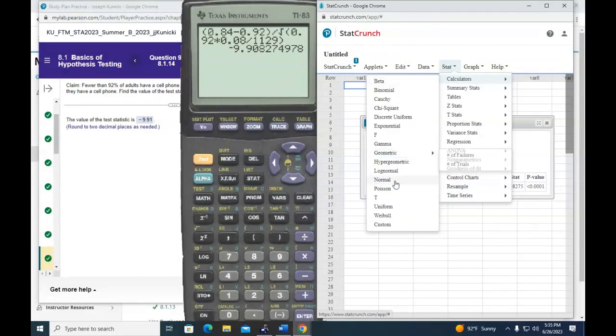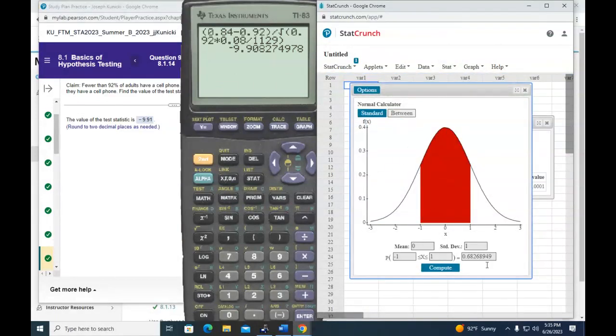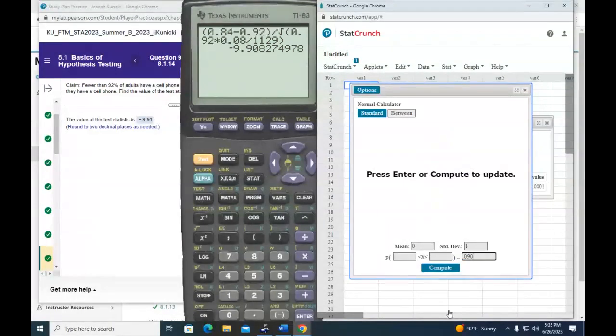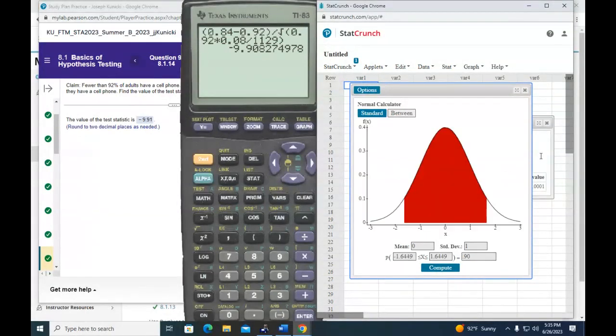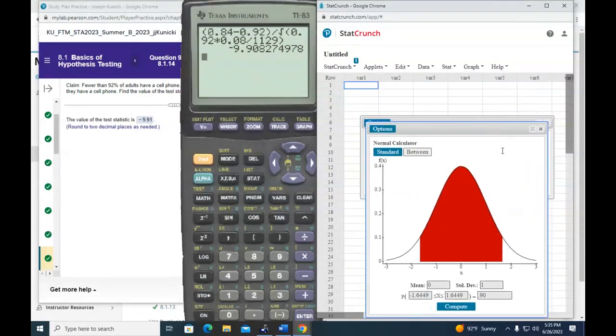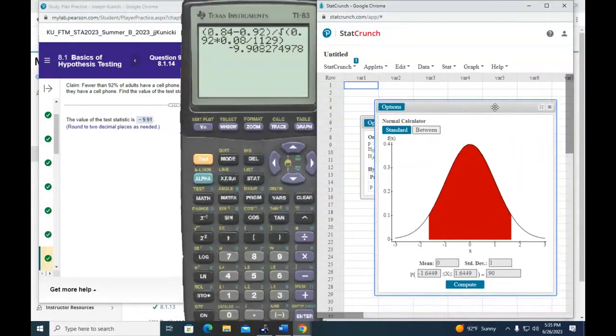So the way to remember that is you go to normal. I'll use between and we'll put 90%. The reason it's 90 is because it's got to be symmetrical, like all confidence intervals. See, there's your plus or minus 1.645. So our z is right here. This is our z critical, our z alpha, which is minus 1.645. And it's z alpha because it's a one-tailed test. It's the left-tailed test. So we put all the 5% in one tail.